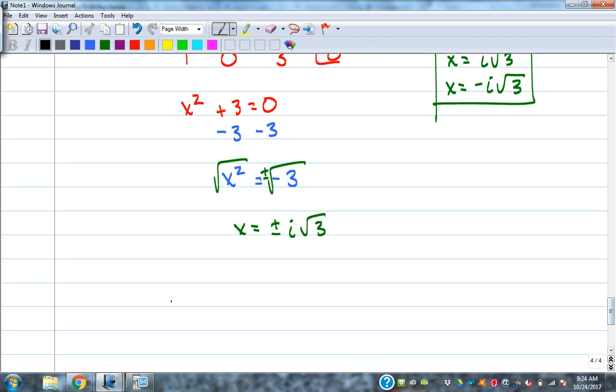Tomorrow's workday, page 374, 11 through 18, 24 through 35. Do all of those. Go back to working on the book a little bit tomorrow.